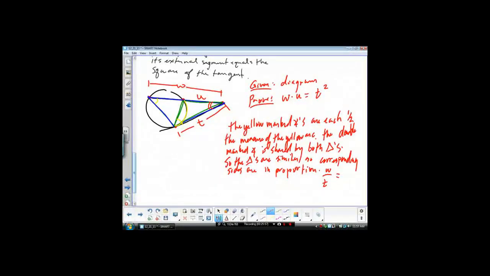Now, looking for another side in the blue triangle. W is in the blue, another side in the blue is T. Now, the side that corresponds to T, that is in the green triangle, is U. Now, using our means extremes property gives us what we want to prove here, which is W times U equals T times T.